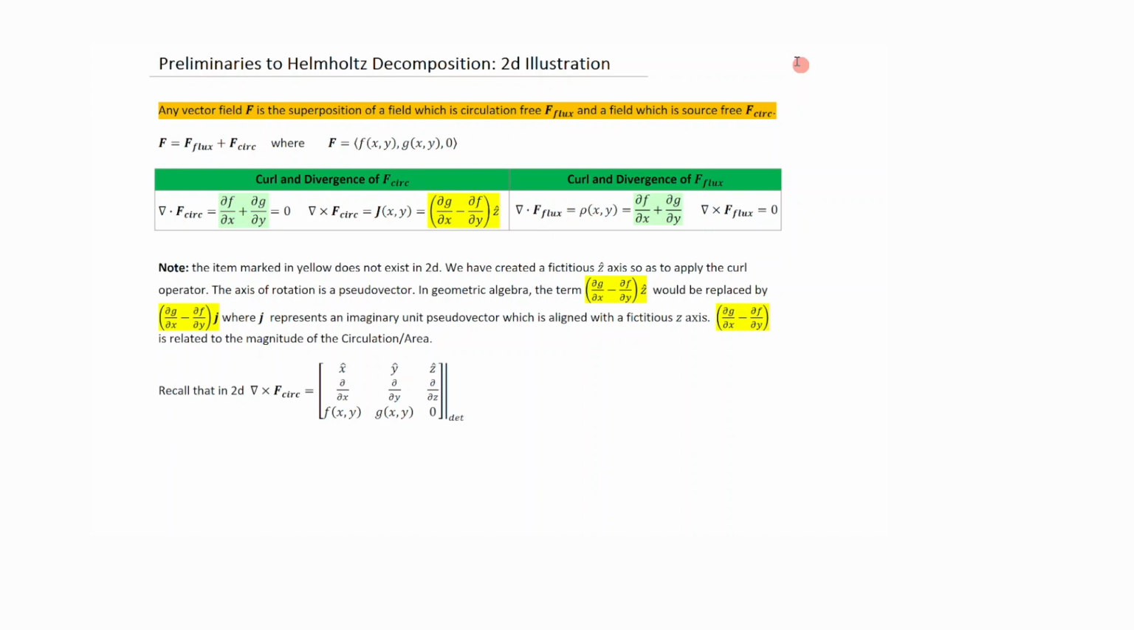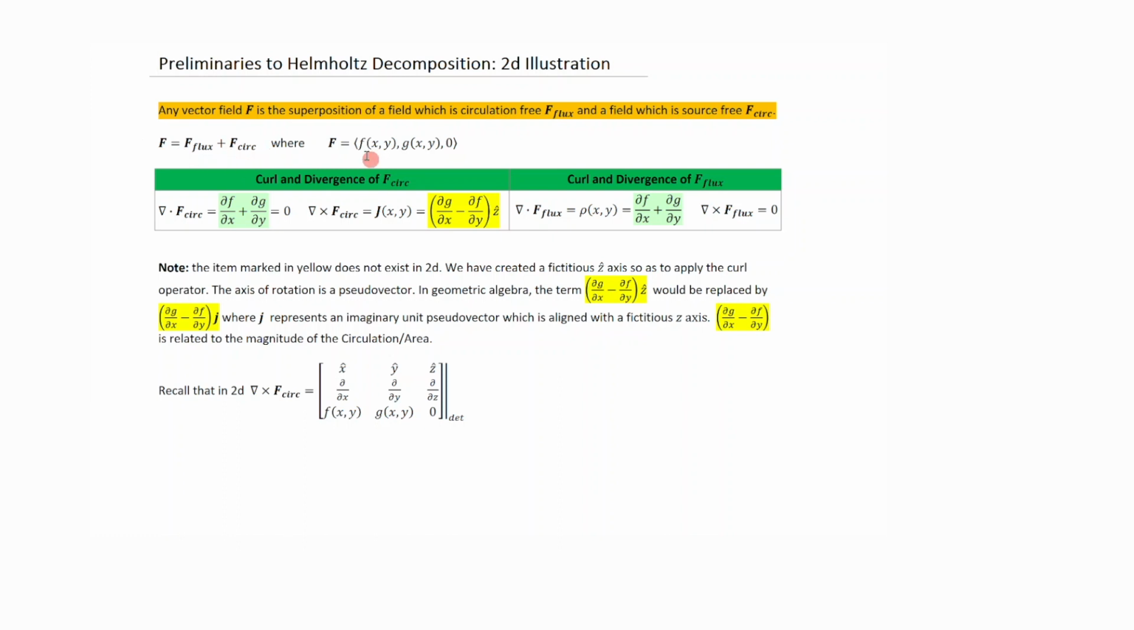So we mentioned much earlier that any vector field is a superposition of a field which is circulation free, a field that has only a flux, and a field which is source free, which is a field that only has a circulation component. And the superposition of these two fields in general is any type of field that you can possibly imagine.